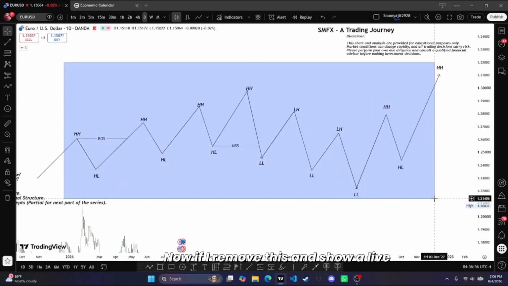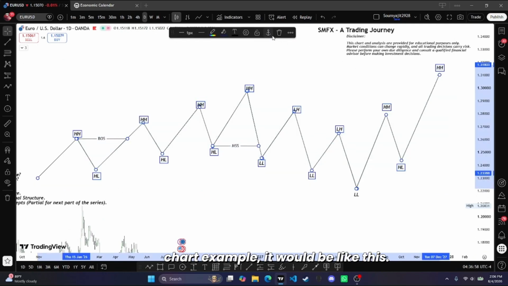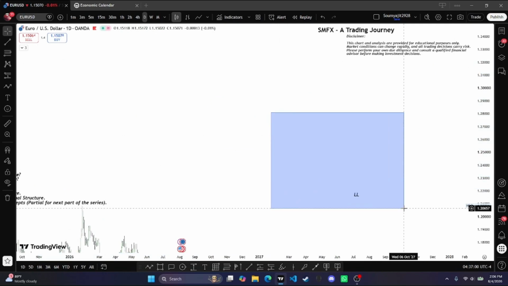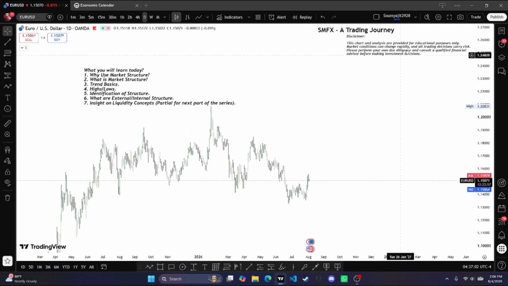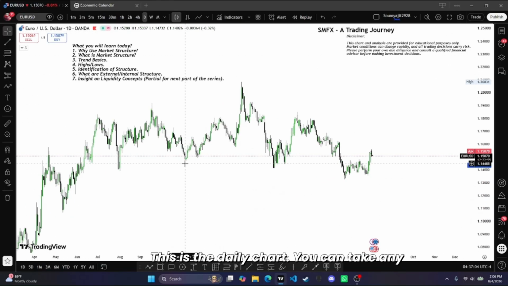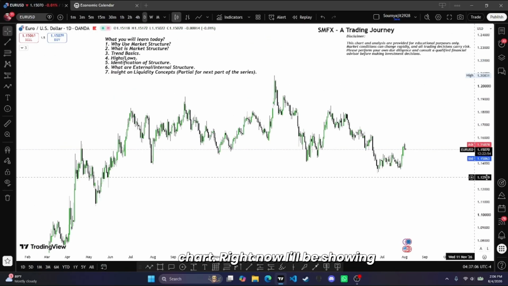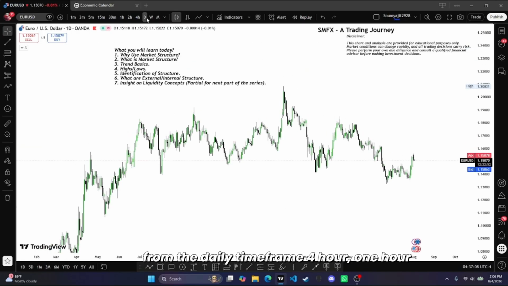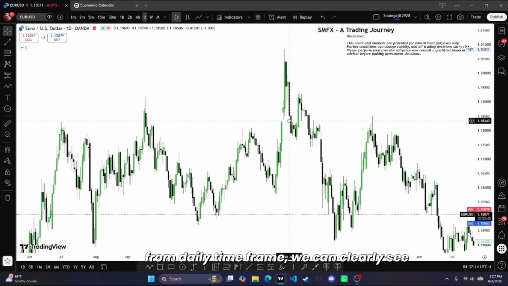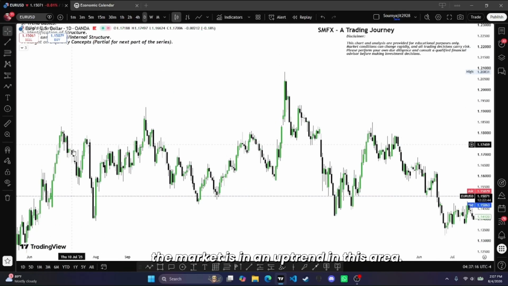Now if I remove this and show a live chart example, it will be like this. This is the daily chart. You can take any chart. Right now I will be showing from the daily time frame, 4 hour, 1 hour and 15 minutes. So first, starting from the daily time frame, we can clearly see the market is in an uptrend in this area.